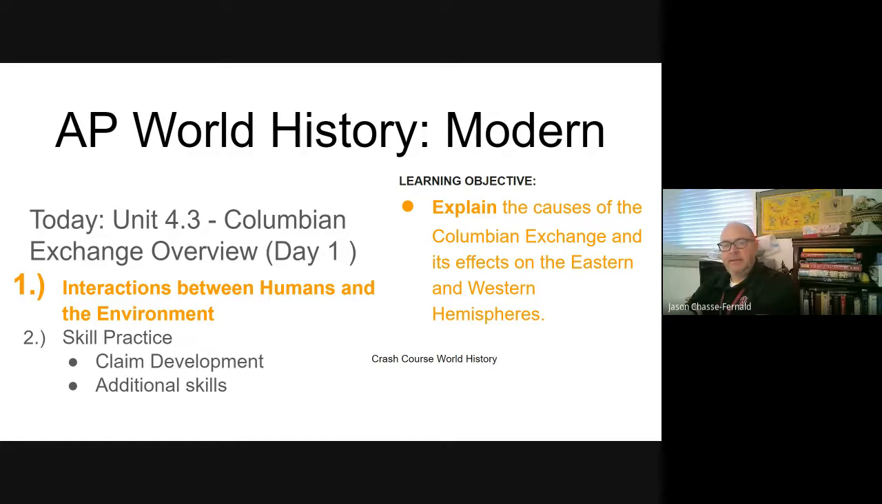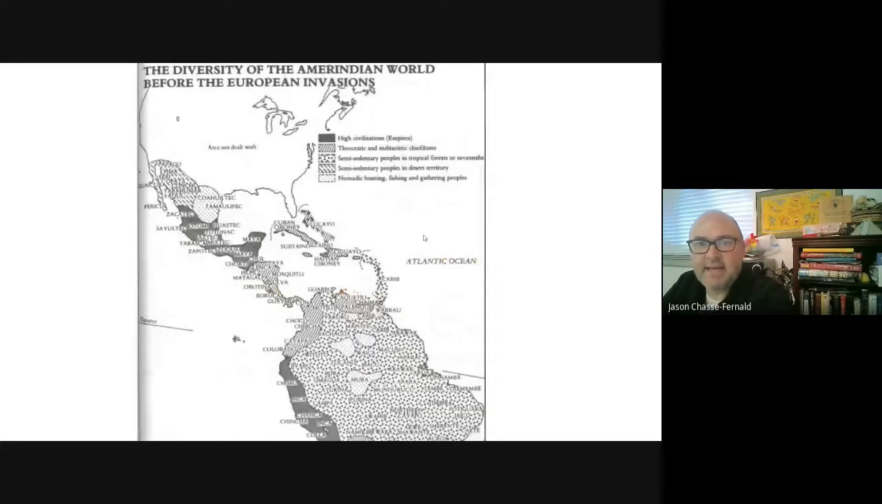Today we're going to begin day 1 of Unit 4.3, Columbian Exchange Overview. So we're looking at interactions between human and environment. Our skill practice today is going to be claim development. We'll look at how to address this topic if it comes up as an essay. And our learning objective is to explain the causes of the Columbian Exchange and its effect on the Eastern and Western Hemisphere. Just a broad overview.